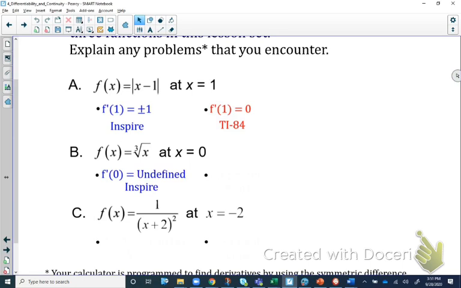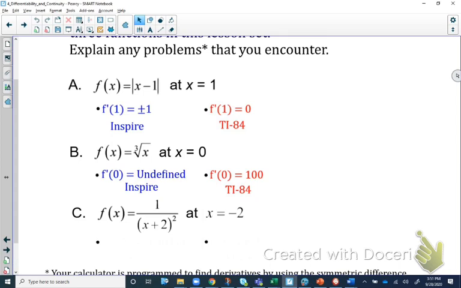Here, the cube root function gave us the calculator. If you type this into your Inspire calculator, it's going to return something that says it's undefined, which is okay. But on my Inspire, I got something that says 100. The 100 is supposed to at least let you know that you have a tangent line that is vertical there.